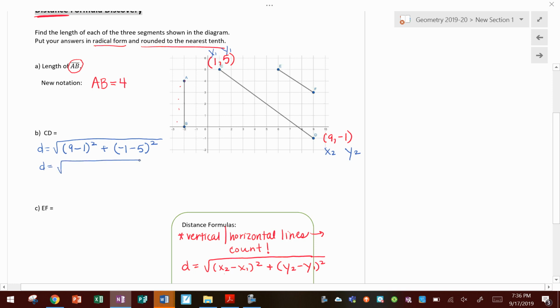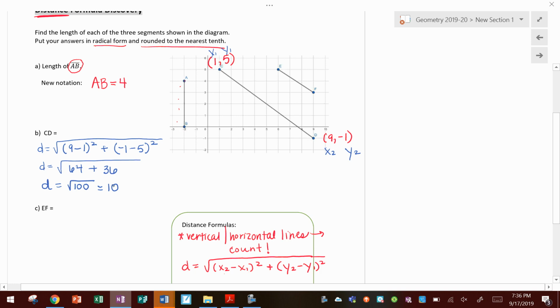And now we need to simplify, right? So 9 minus 1 is 8. 8 squared is 64. -1 minus 5 is -6. -6 squared is 36. Keep in mind that the numbers I just wrote and the numbers you will write in those positions should always be positive, because when you square a number, it's always going to be positive. Okay, so now we have 64 plus 36 is 100. So the length of that segment is not 100, though. It's the square root of 100, which is 10.